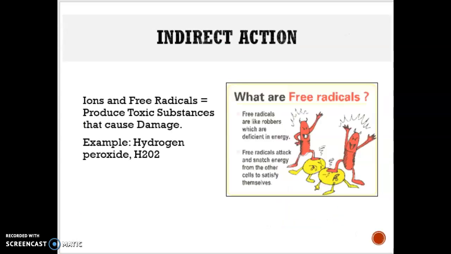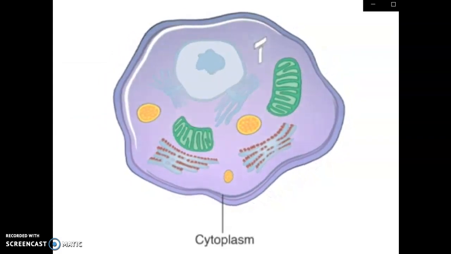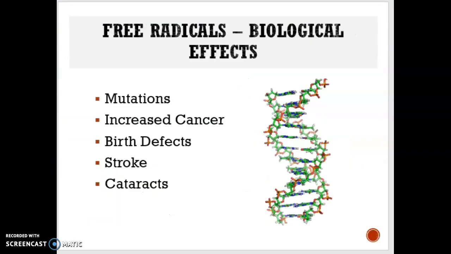When free radicals are produced, they can damage the DNA by traveling to the nucleus, and then they break the DNA bonds. Free radicals can also combine to form H2O2, which is hydrogen peroxide, and hydrogen peroxide is toxic to the cell and can lead to cell death. So once the toxicity is introduced into the cell, it cannot be undone and will lead to permanent biological damage. Mutations, increased cancer, birth defects, strokes, and cataracts can occur as a result.